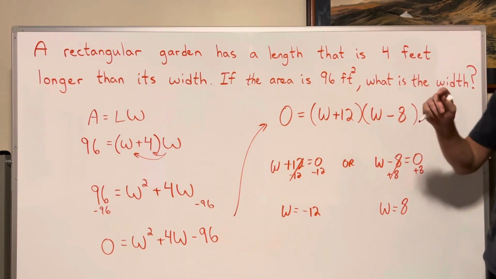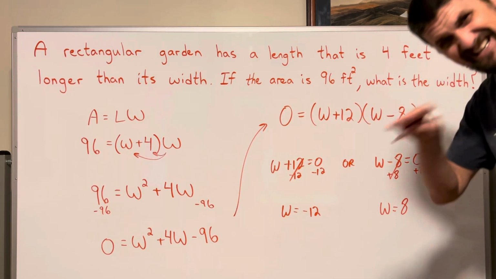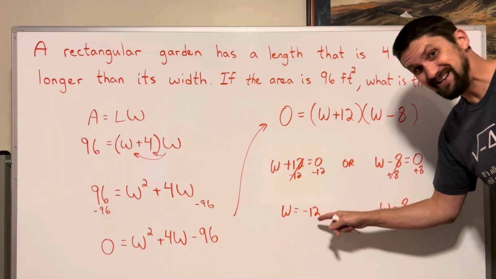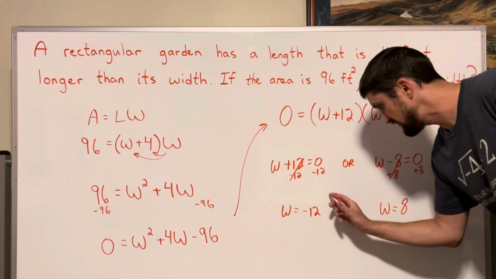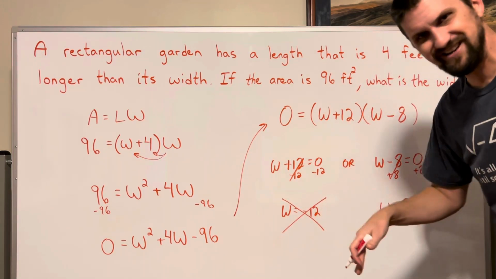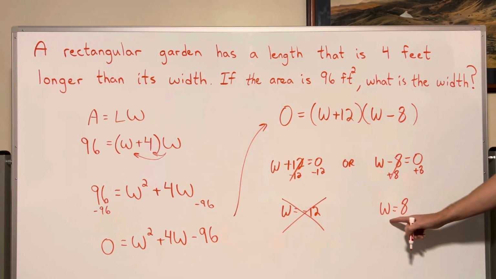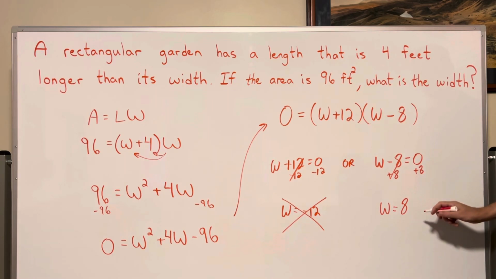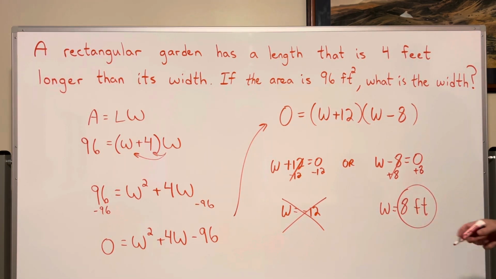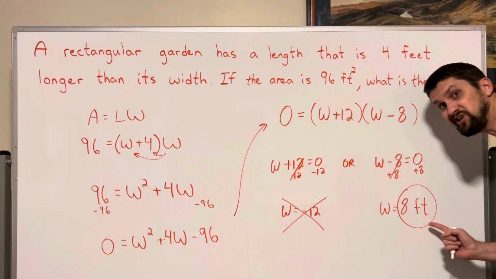Now remember, W is a width. It's a distance. Distance can't be negative. So we're going to throw this one away. We can't have a negative distance. So our width, our answer for this problem, is going to be 8 feet. Don't forget the units.